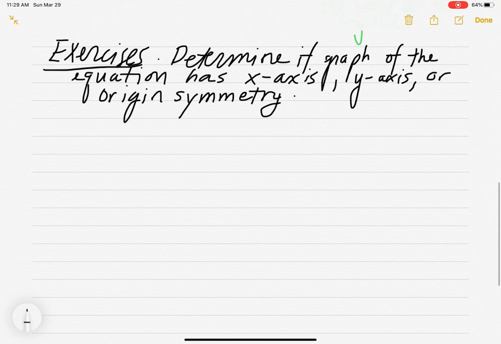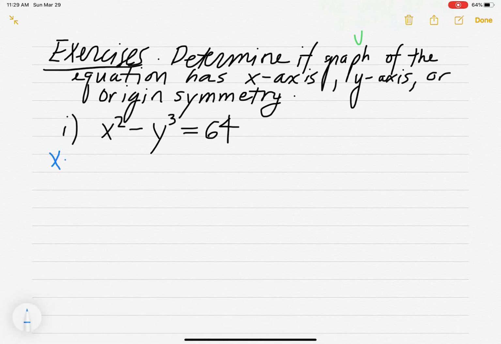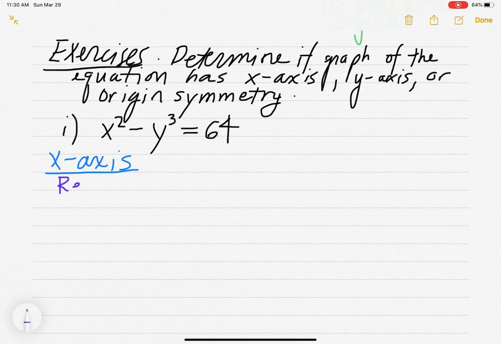So here's our first example, first equation in two variables. It's going to be x squared minus y cubed equals 64. All right, so we're going to start with the x-axis test. I'll just write x-axis. So remember what we do. We're going to replace y with negative y, right? I'll draw an arrow. Replace y with negative y.